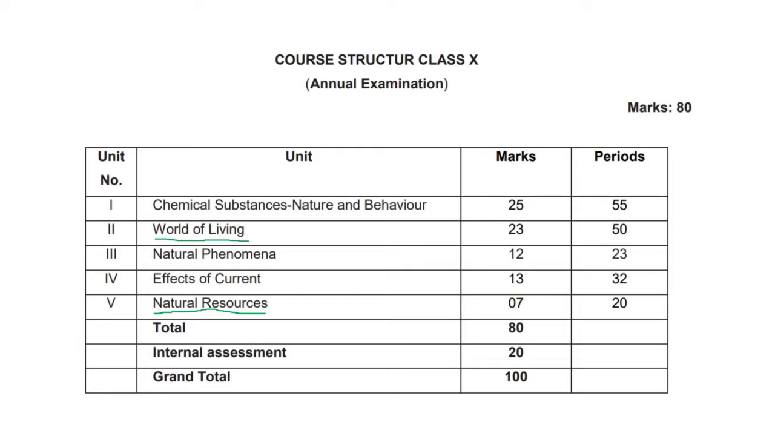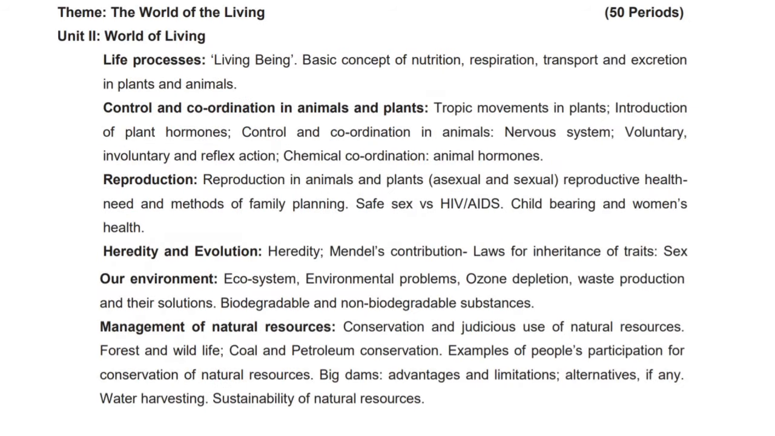Now the second unit is having a weightage of 23 marks, whereas the last unit having a weightage of 7 marks. Of these 7 marks, around 4 to 5 marks will be from the biology unit. Now, as you can see here, the unit 2, that is world of living, consists of 4 different chapters. The first one is the life processes that we are going to start today.